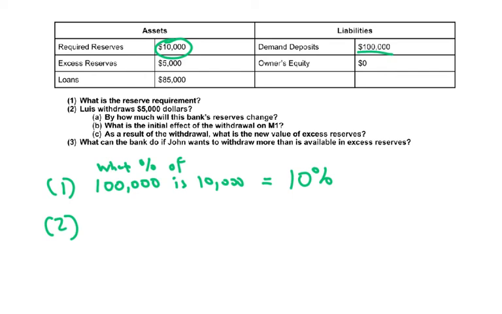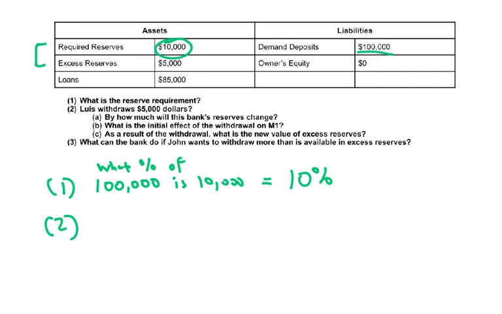So Louise is going to withdraw $5,000. I don't know why I put a question mark there, as if we're not sure he's doing that. He is doing that. I apologize. But A says, by how much will this bank's reserves change? And we're talking total reserves, which is the sum of required and excess reserves.